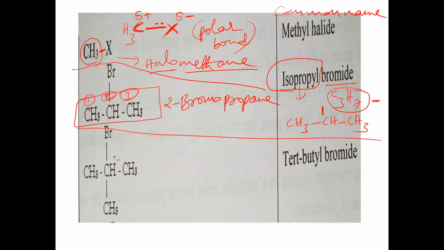And next example, check it here. In this, we first have to select the longest chain. If we take numbering 1, 2, 3, we get 3 only. So we select the numbering like this as the parent chain. Suppose first carbon, second carbon, third carbon. On the second carbon, bromine is there and methyl is there.